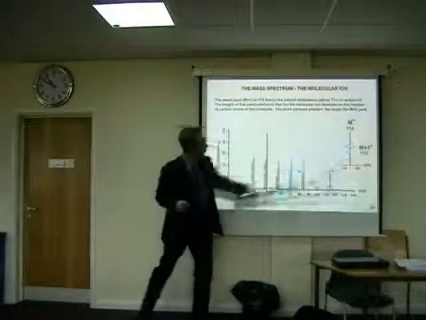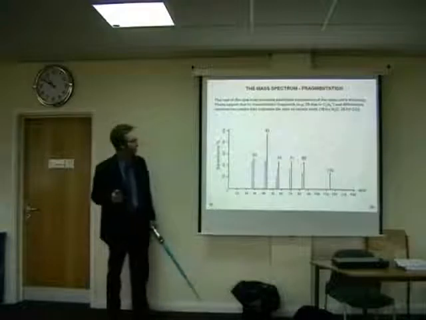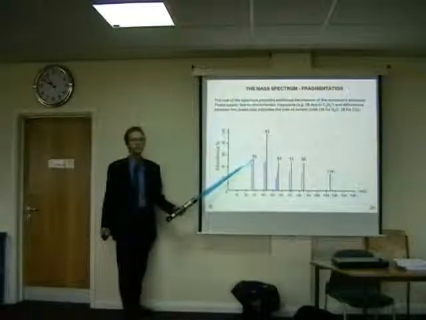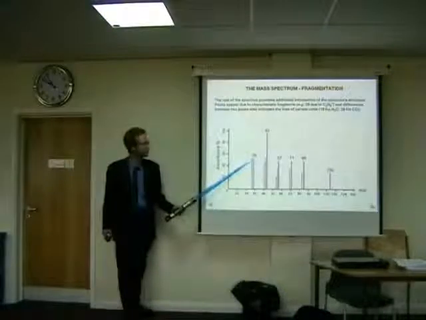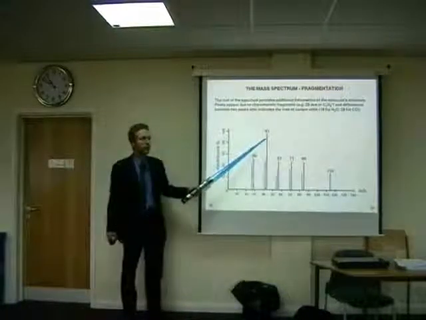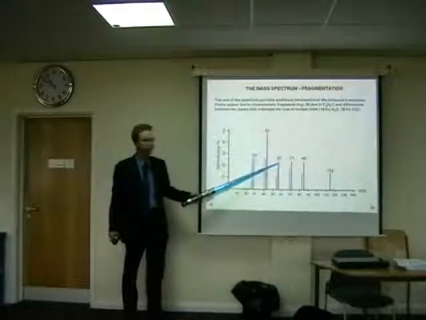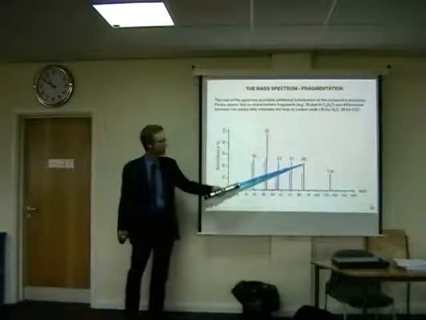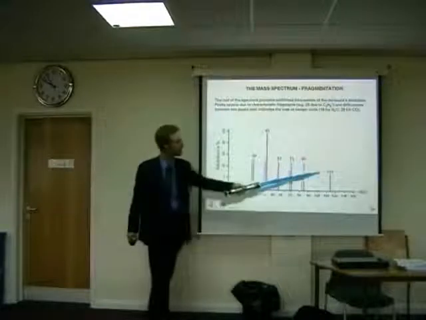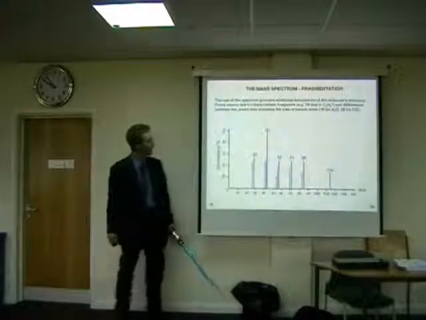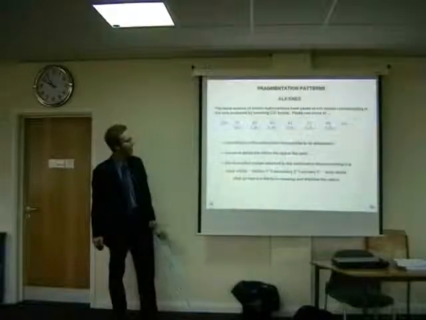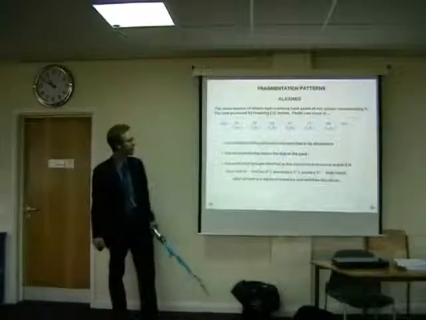So, molecular ion, molecular plus 1 ion. Here are your different peaks. 29, C2H5, C3H7, C4H9, C5H11, C6H13, C8H14. And there you have them there.